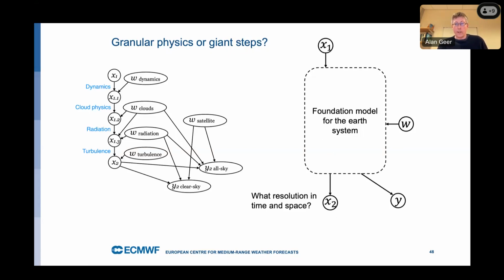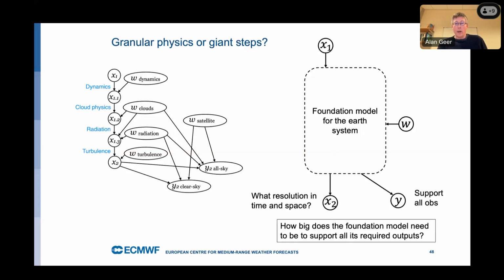So that's the question. What resolution will it have? Will it be able to support all the observations that we currently assimilate for data assimilation? Will supporting those high resolutions and all of those observation outputs make that foundational model quite big? We don't know. It probably won't make it as big as a physical model, but it's still a question.